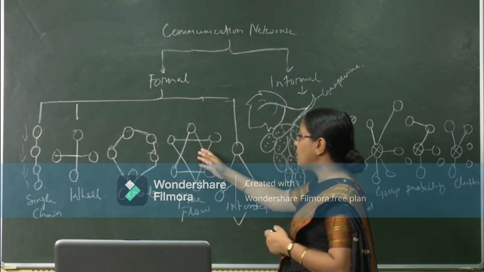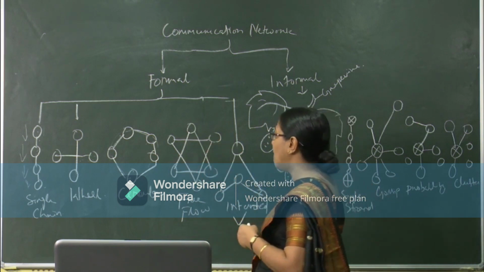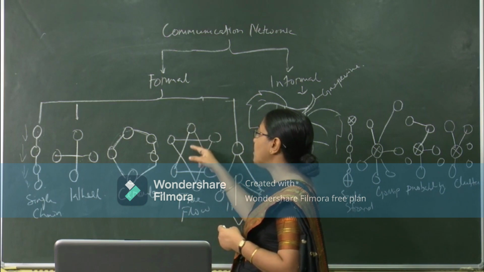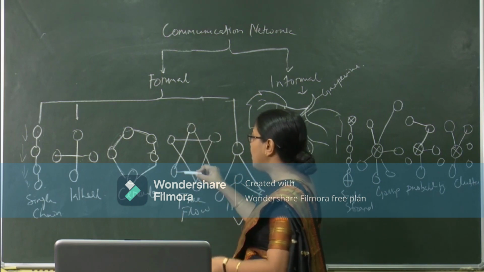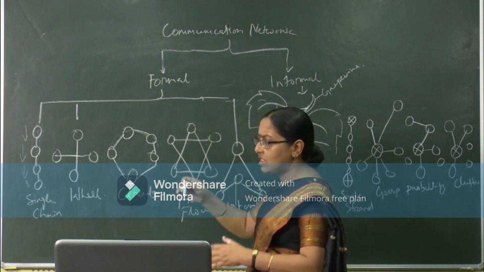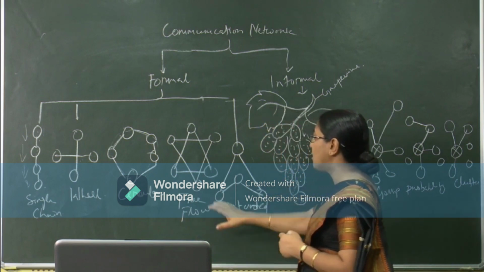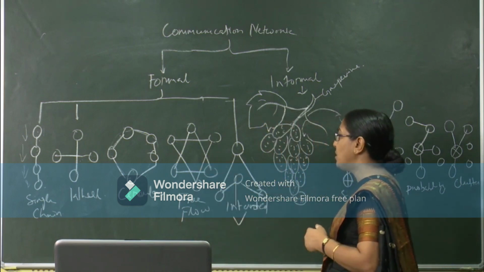Then coming to the system through which free flow communication generally happens. Anyone can communicate with each other. Any officers who are sitting at different places can communicate with each other at any point of time. This is called the free flow system of communication.